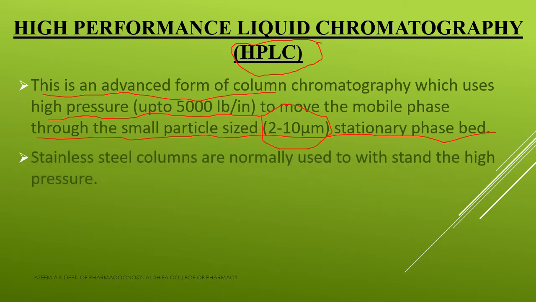Clear? Now here, stainless steel columns are normally used. So in column chromatography and flash chromatography, the columns are made up of glass.